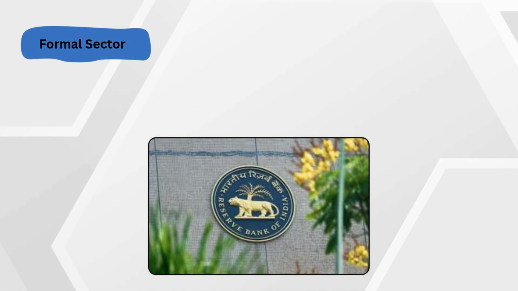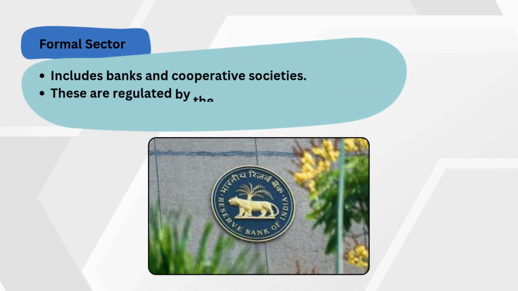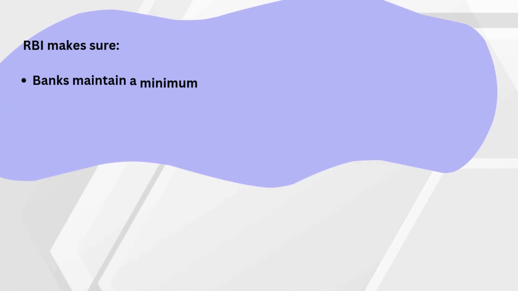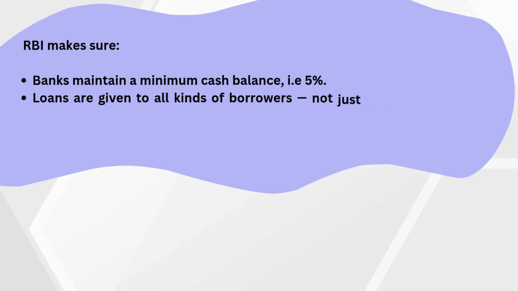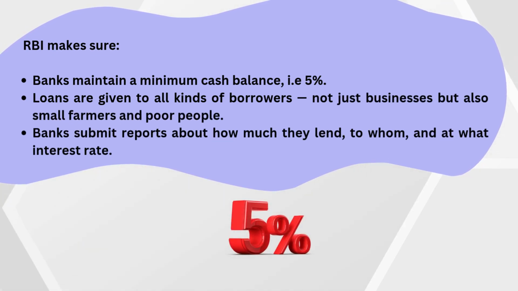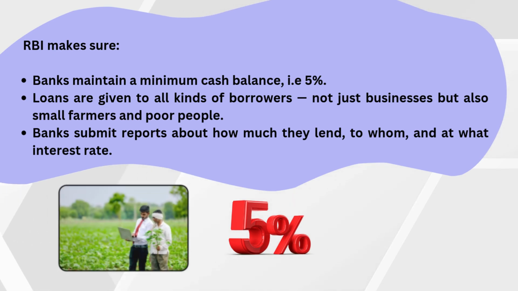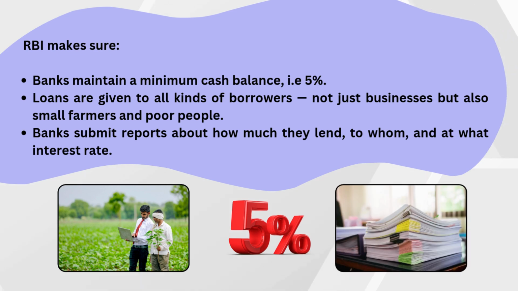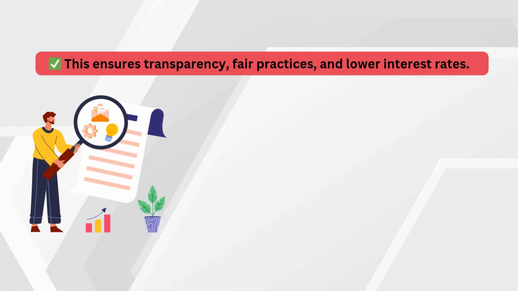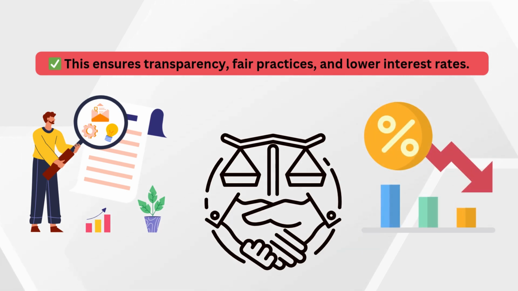Formal sector includes banks and cooperative societies. These are regulated by the Reserve Bank of India. RBI makes sure that banks maintain a minimum cash balance, that is 5%. Loans are given to all kinds of borrowers, not just businesses, but also small farmers and poor people. Banks submit reports about how much they lend to whom and at what interest rate to RBI. This ensures transparency, fair practices, and lower interest rates.